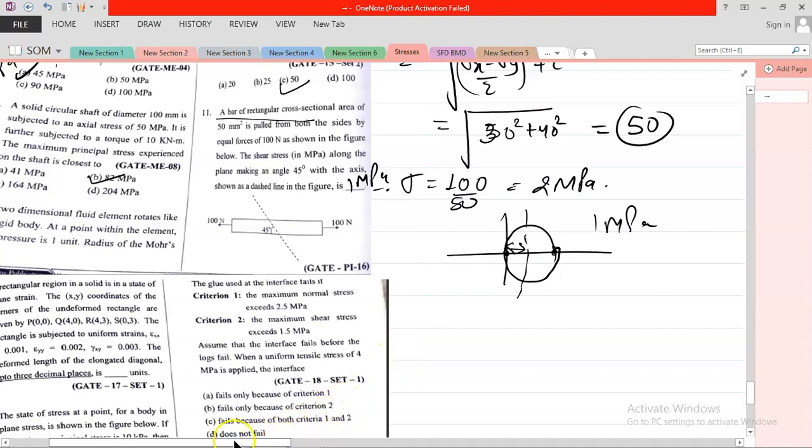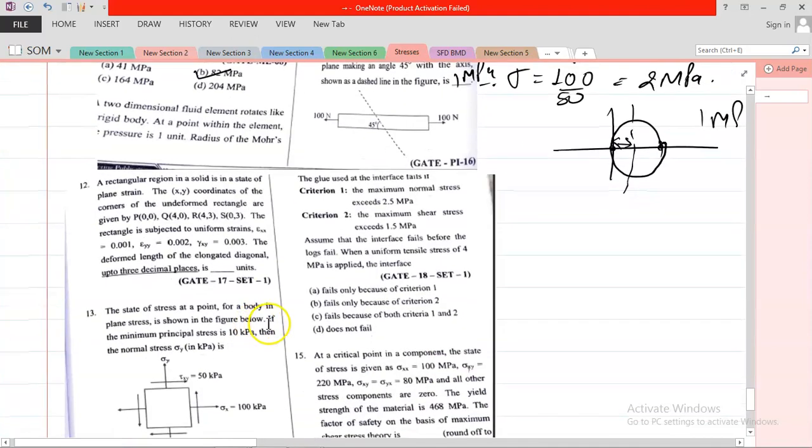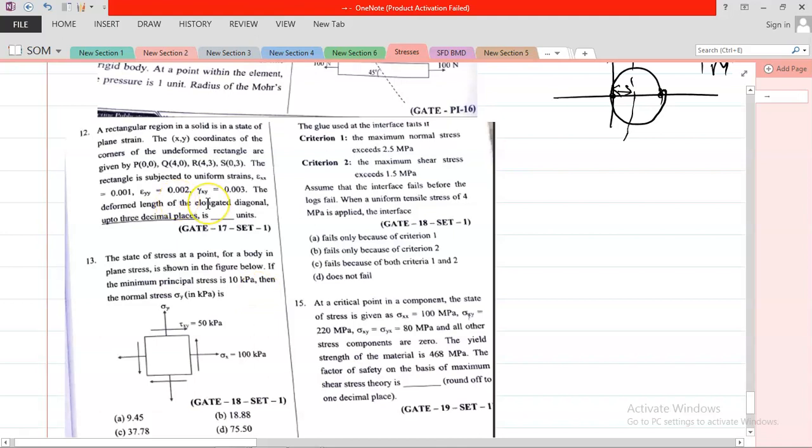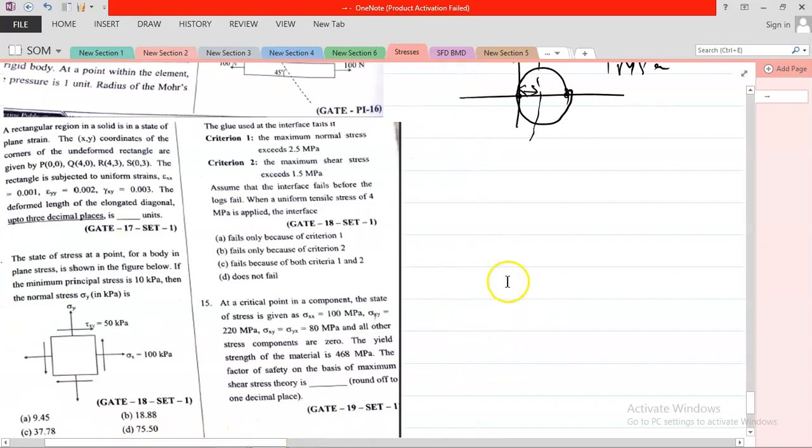So the next problem is just here. Okay, this is a good question if you want to learn something. A rectangular region in a solid body is given, the xy coordinates of the body are given, epsilon x, epsilon y and gamma xy are given, and we need to obtain the deformed length of the diagonal. So please hear me clearly.